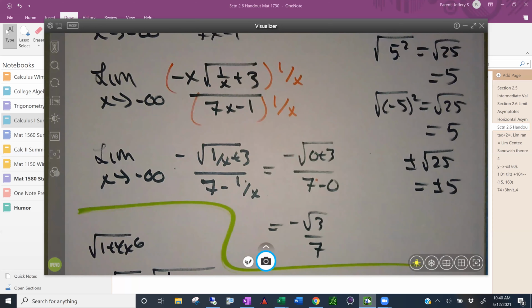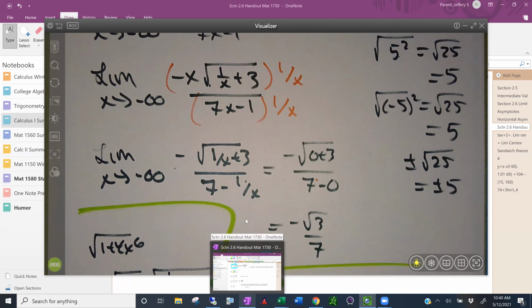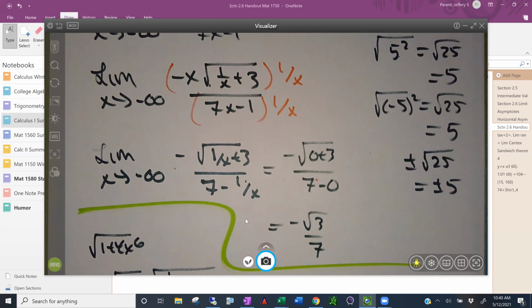Let's look at the graph and see a couple things about these. I have a question real quick. Yeah, please, Marley. How do we know what term to multiply the numerator and the denominator by? Like you did 1 over x.